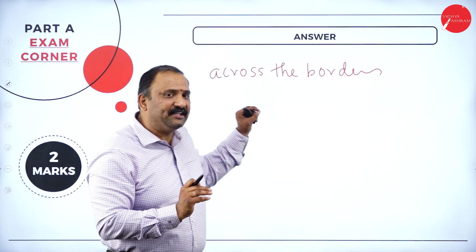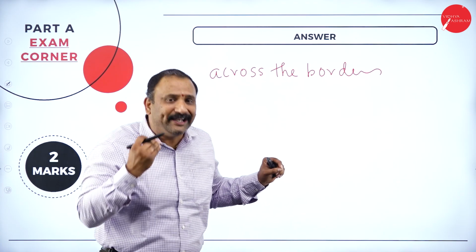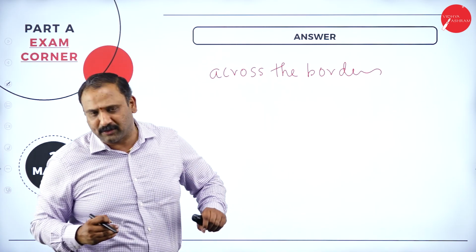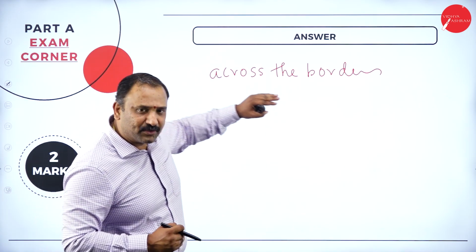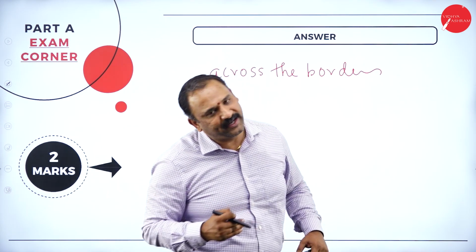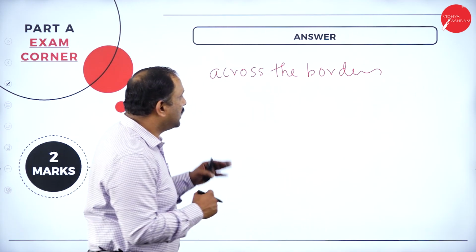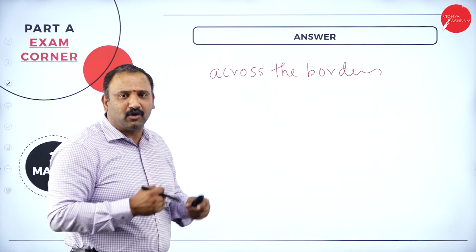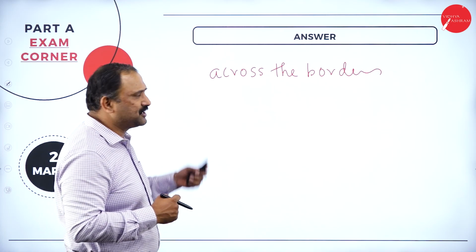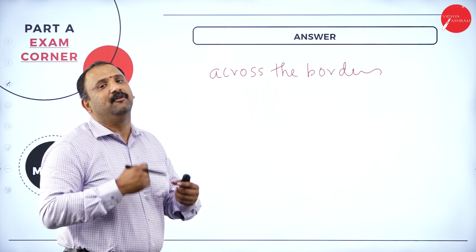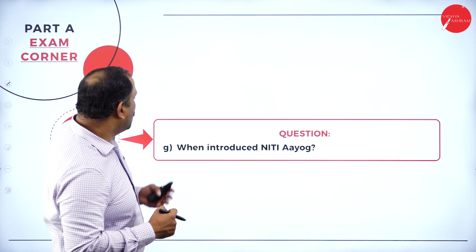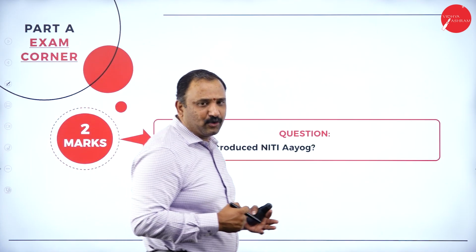Please understand that whenever you are writing an answer, they will look for the keywords. So understand those keywords and then start putting them forward. So across the borders, when we talk about export and import function, that's what we mean by foreign trade. Followed by, when was the Niti Aayog introduced?